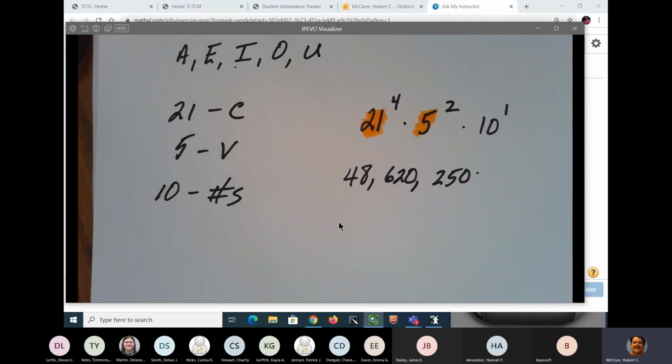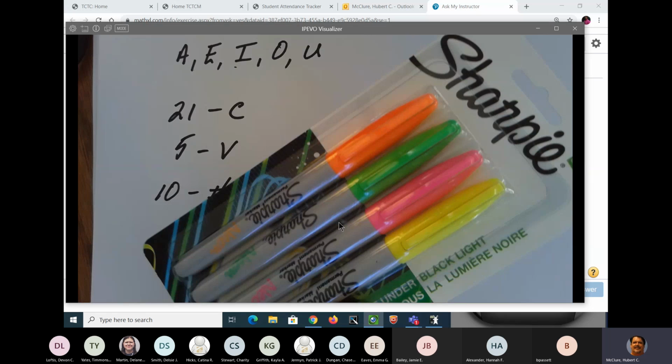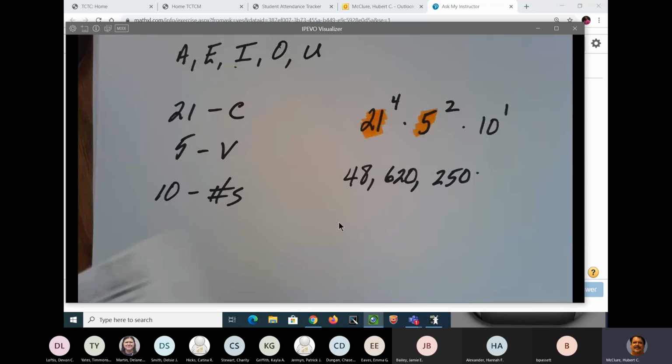I'm going to do this in green. I did get some new markers. I got new black markers and I got new neon markers. It's cheaper when I order from Amazon.